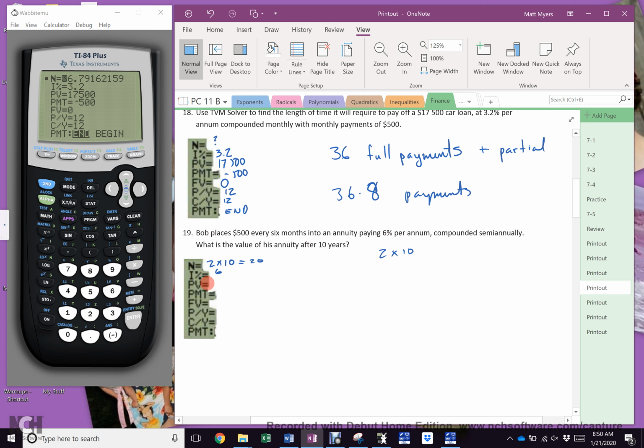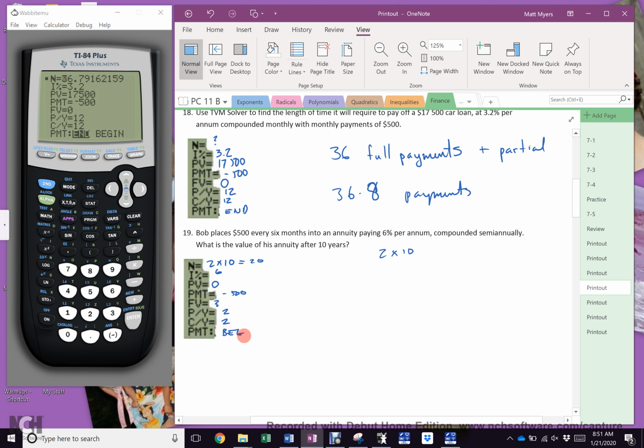6. What did I start with? 0. What is my payment? Is that leaving my pocket? So, my future value. That's what I want to see, yes? Payments per year? 2. Compounds per year? 2. And when are they going to give me my interest? At the beginning, before I make my payment.